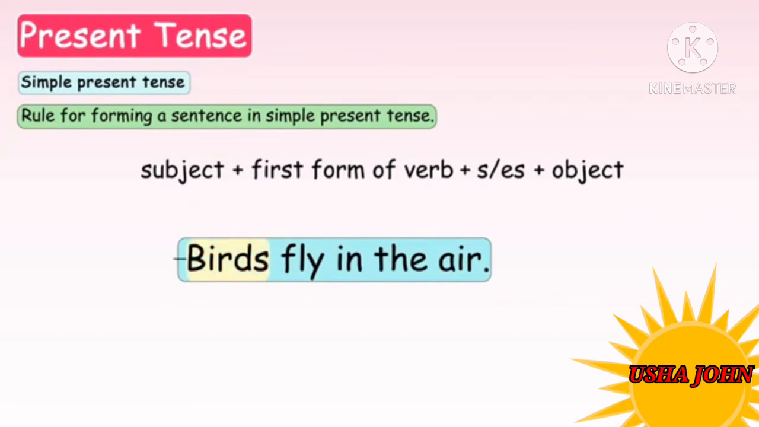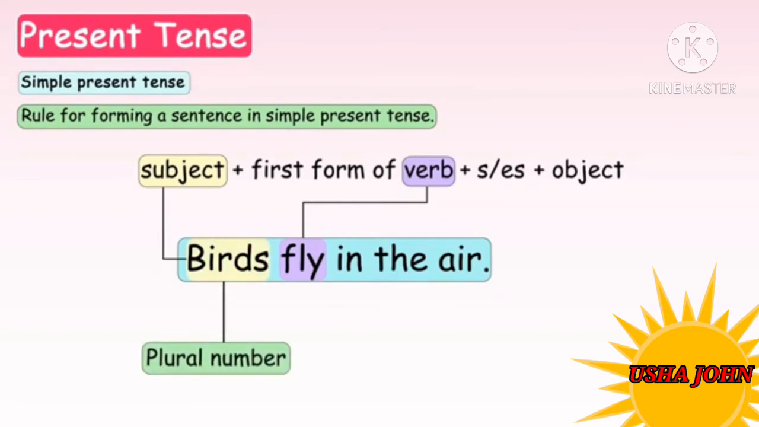Second one, birds fly in the air. Birds is the subject, fly is the first form of verb, air is the object. Here we are not using s or es because the subject is plural. That's why we write fly.